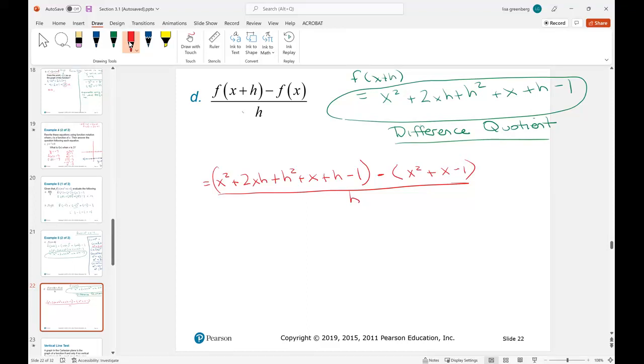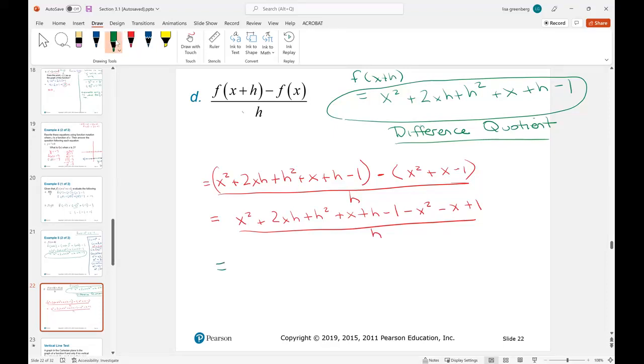Hopefully this is, I mean, I know that it looks complicated, but we're just going step by step. It's not that bad. Let's remove all the parentheses. So I get x squared plus 2xh plus h squared plus x plus h minus 1. And then I'm going to distribute that negative. So I get minus x squared minus x plus 1. And this whole thing is again over h.